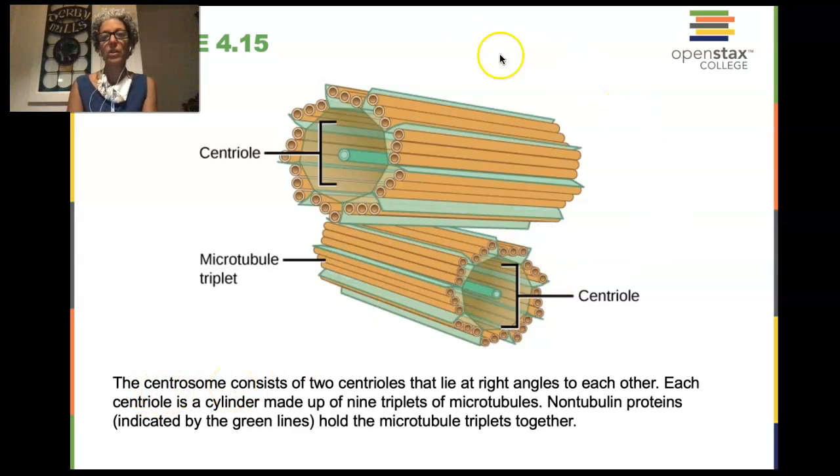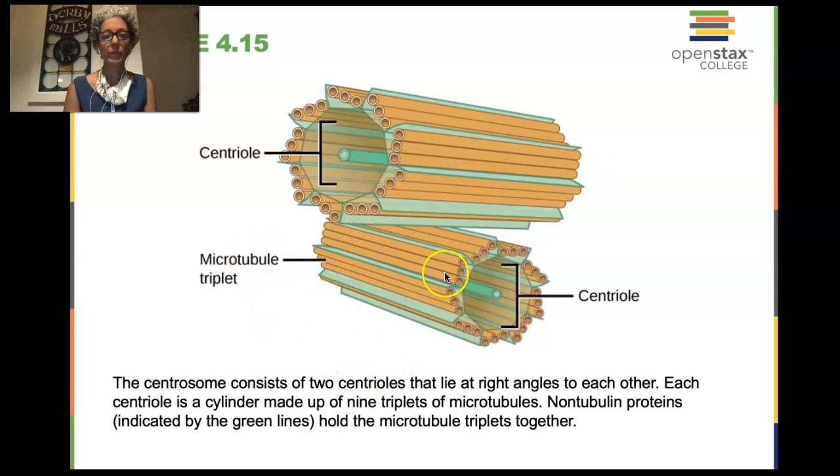Centrosomes, this whole image, are composed of two centrioles that are at right angles to each other. They're skewed to each other, and they are made out of microtubules. Microtubules are one of the components of our cytoskeleton. They are made out of alternating subunits of tubulin, and that creates the microtubule. It's a small tube, literally a hollow tube.